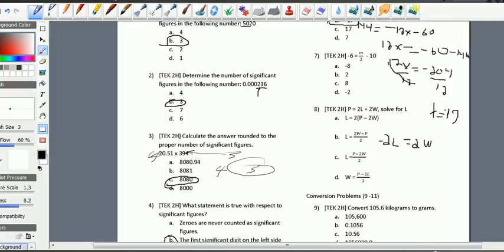2W minus P. Change everybody's sign because it's a red light. Gives me -2W plus P divided by 2. So I'm looking for a -2W. Can't be him. Could be him. P minus 2W over 2. Can't be D because you're looking for L, so it has to be C.